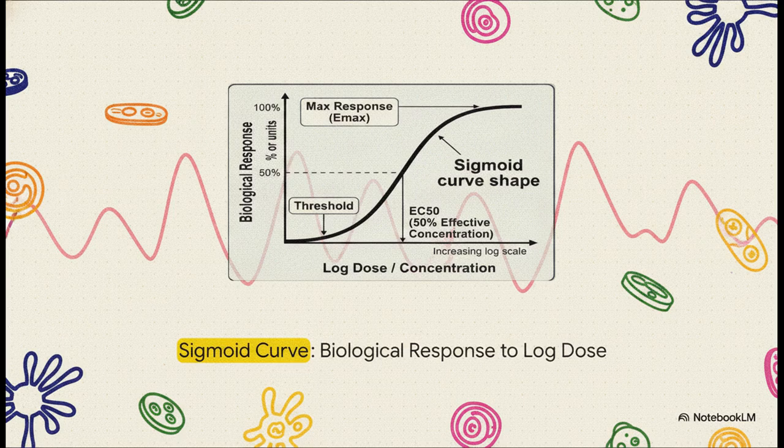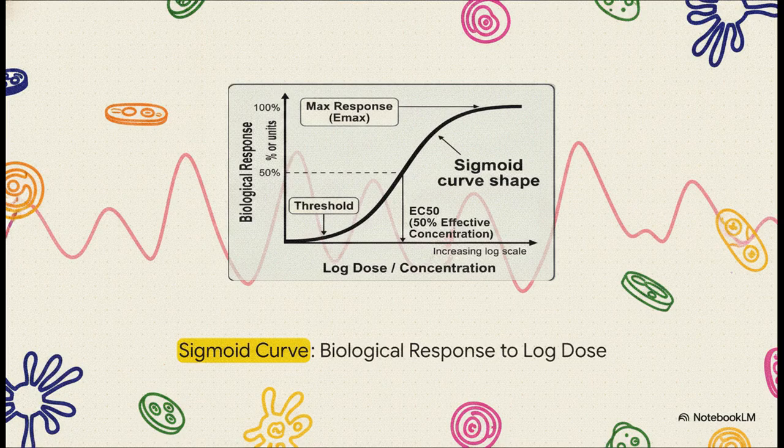Notice how the curve starts out completely flat? That's the threshold, literally the absolute minimum dose required to see any response at all. But then it climbs really steeply in a linear fashion, and this linear portion is the sweet spot. It's where our bioassays are the most sensitive and accurate. Finally, it completely flattens out at the top, reaching the maximum response, or Emax. And right smack in the middle of that linear climb, that is your EC50, the exact concentration that produces 50% of that maximum response.